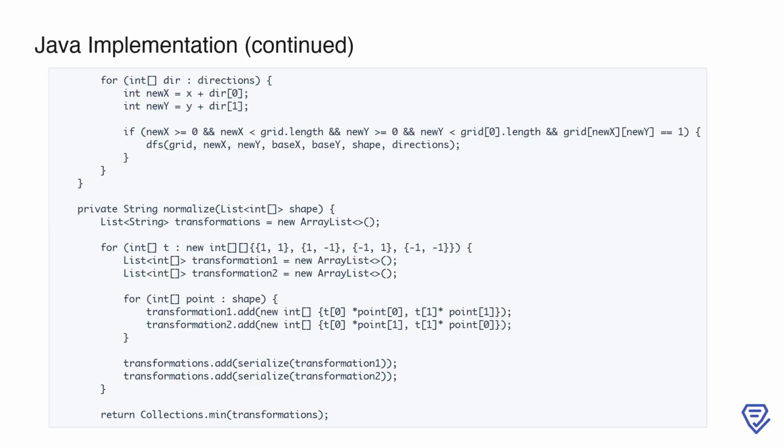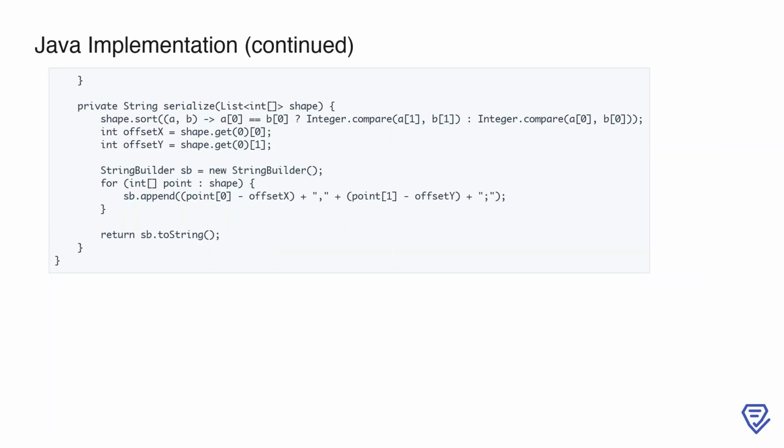Next, we move on to the normalize method, which is used to generate a canonical representation of an island's shape. This method considers all possible transformations of the shape, including rotations and reflections. For each transformation, we generate 2 versions of the shape, one based on the original coordinates and another based on swapped coordinates. These transformations are stored in a list called transformations. By normalizing the shapes, we ensure that 2 islands that are identical in structure but differ due to rotation or reflection will yield the same canonical form. Finally, the smallest string representation among all transformations is returned as the normalized shape.